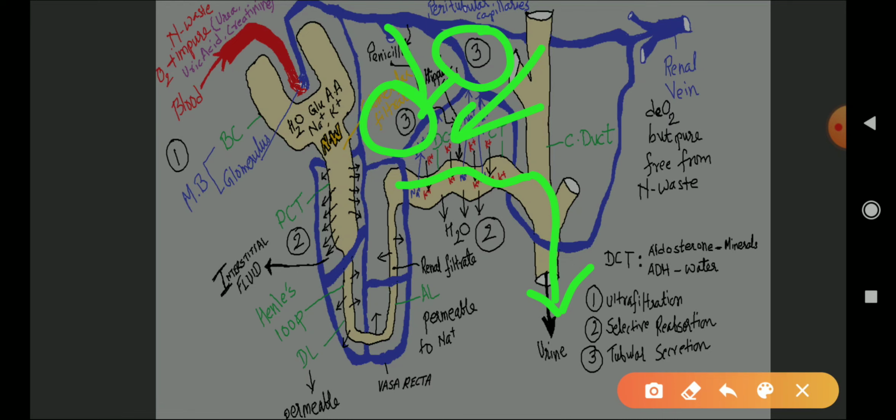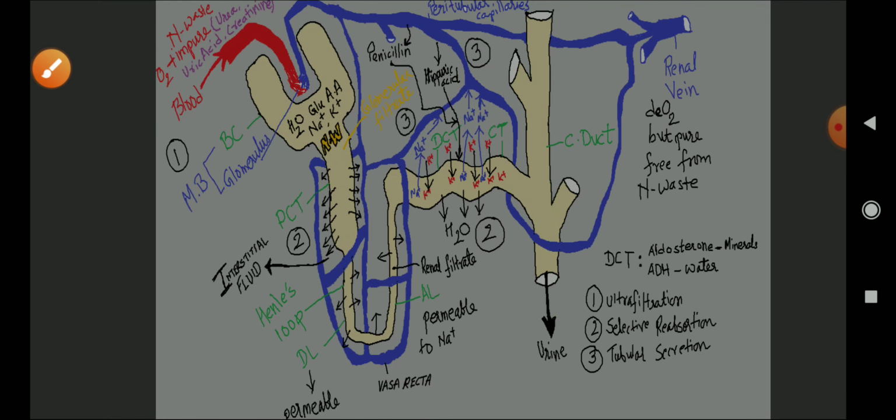When the time comes, it releases into the interstitial fluid, and from the interstitial fluid it enters into the distal convoluted tubule, that is sodium and potassium and water. Potassium is given out into the urine and the sodium is being used back into the blood because it maintains blood pressure.